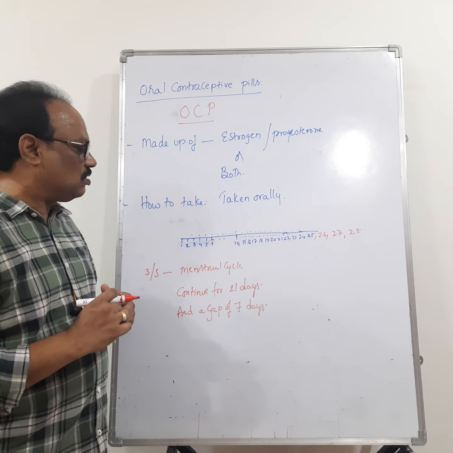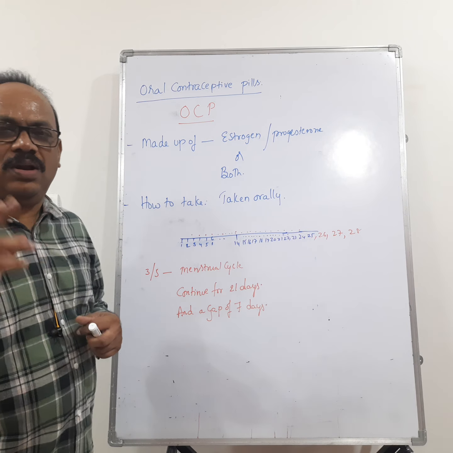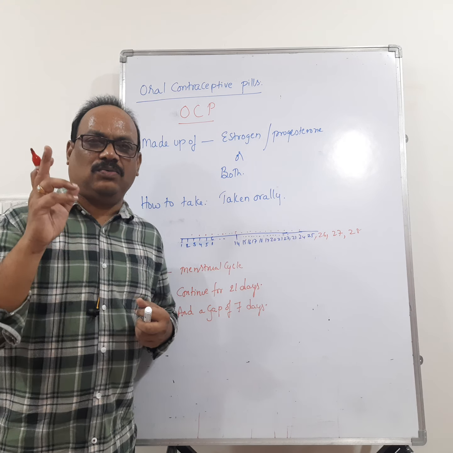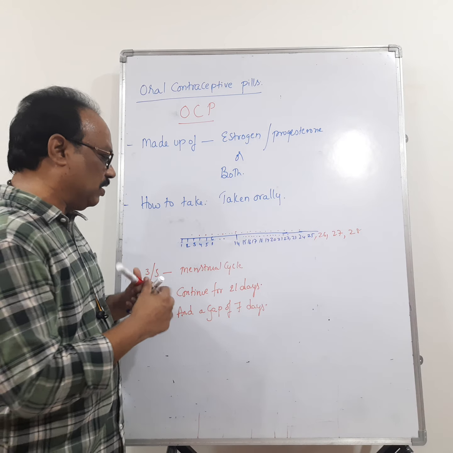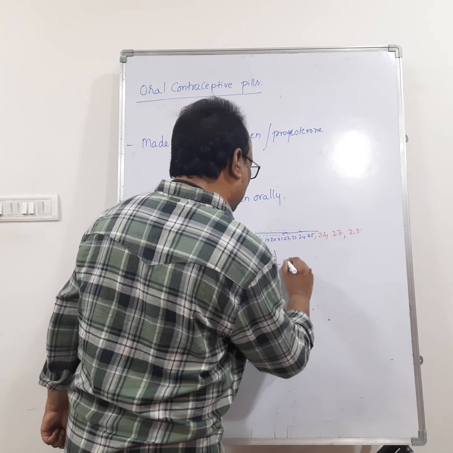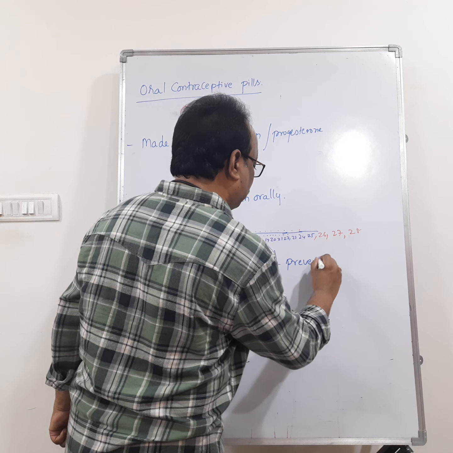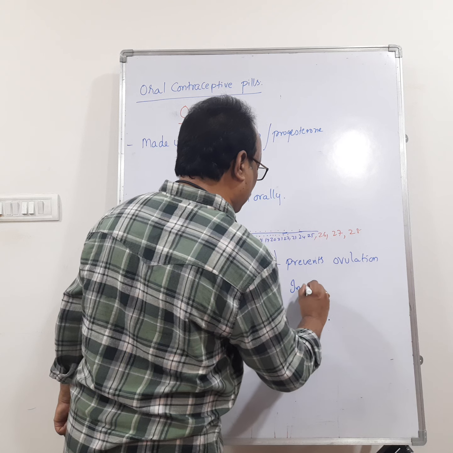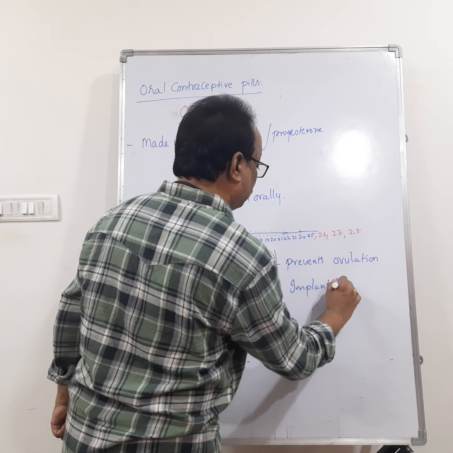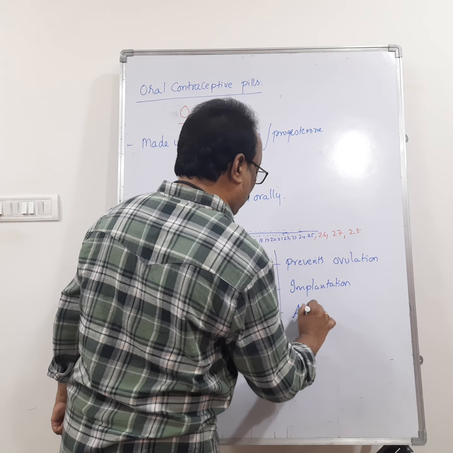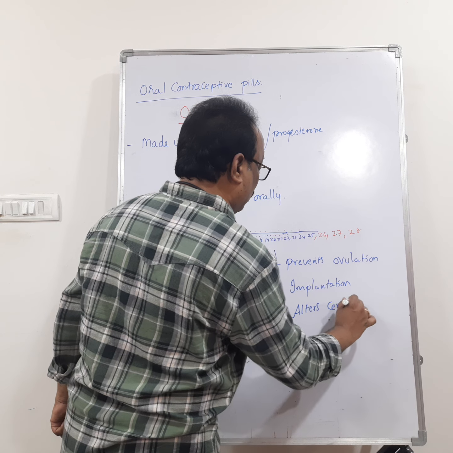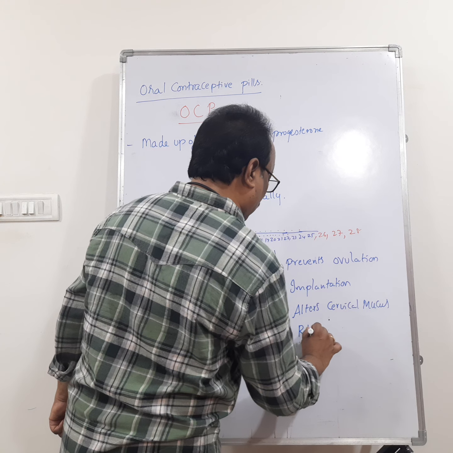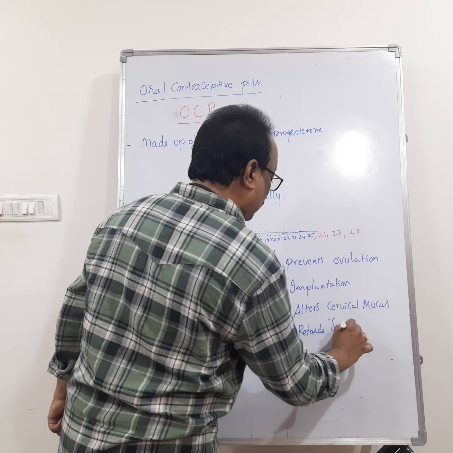Then what are the uses of oral contraceptive pills? Oral contraceptive pills prevent ovulation. It is very important. They prevent ovulation and implantation, and alter cervical mucus and retard sperm entry.